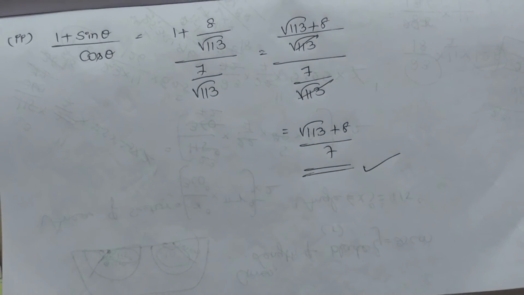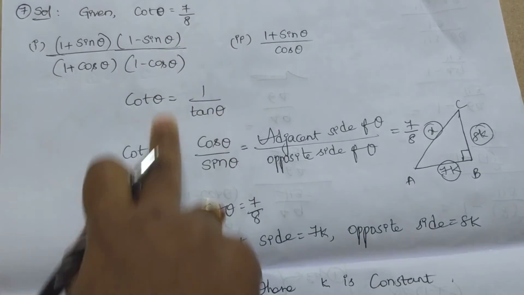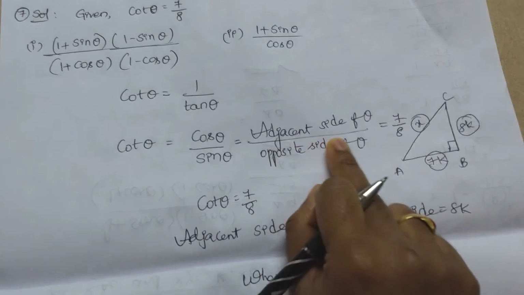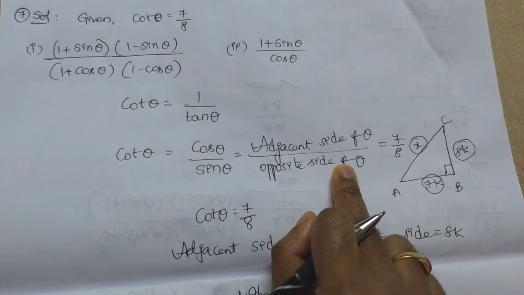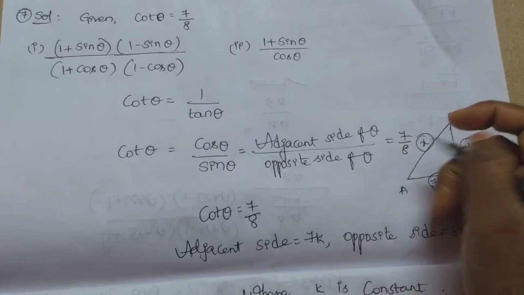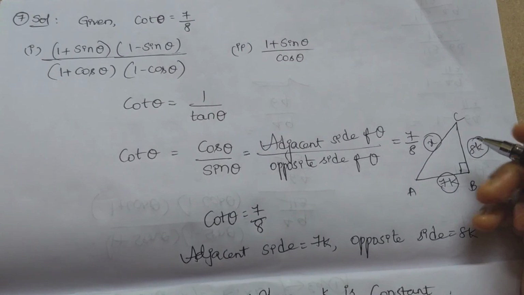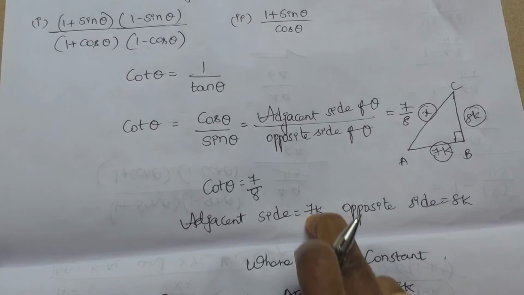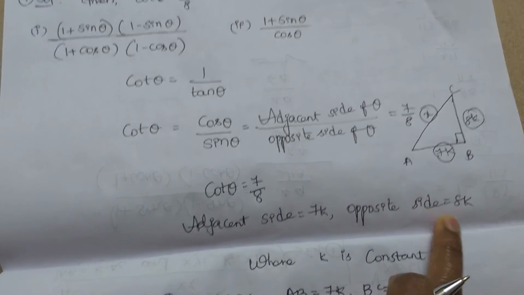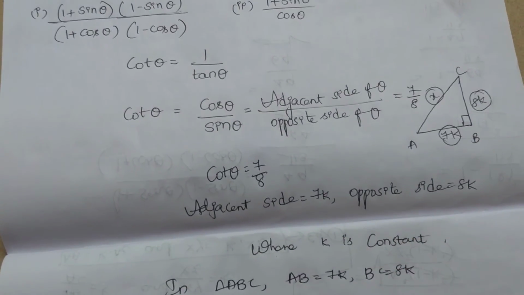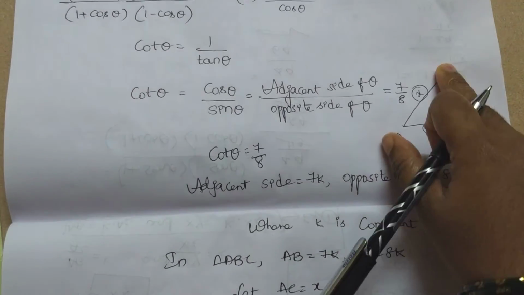So let me give you a very brief explanation now. So here cot theta is nothing but 7 by 8 they have given. So what is cot theta? It has to be written as adjacent side of angle theta by opposite side of angle theta. So we have solved sub question number 4 and question number 5. Did you remember that? So here they have just given the ratio of adjacent side by opposite side, but we don't know the exact values of the sides. So that's why I have assumed that adjacent side as 7k and opposite side as 8k, where k is a constant. Okay, so such that for the triangle ABC, AB value is 7k, BC value is 8k.